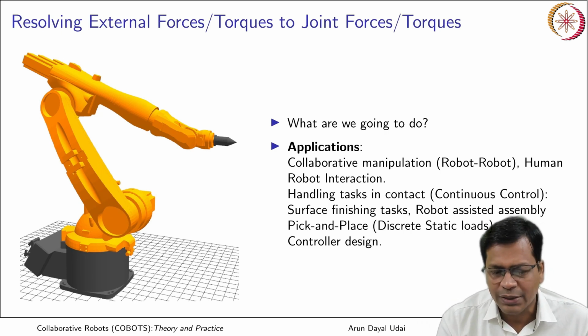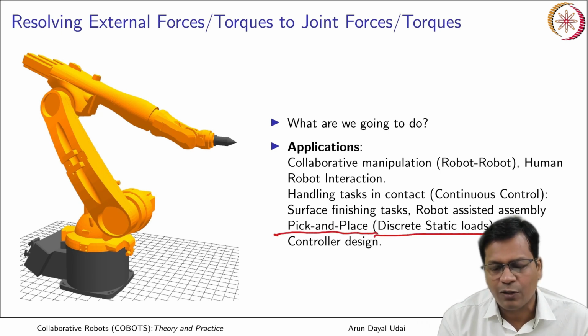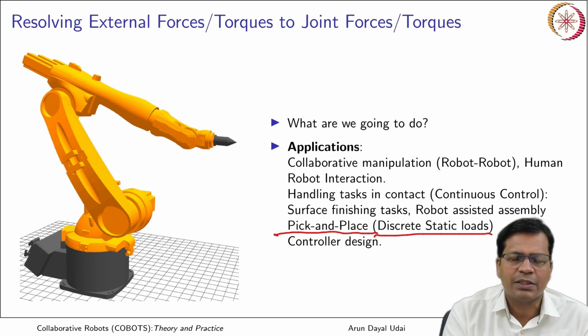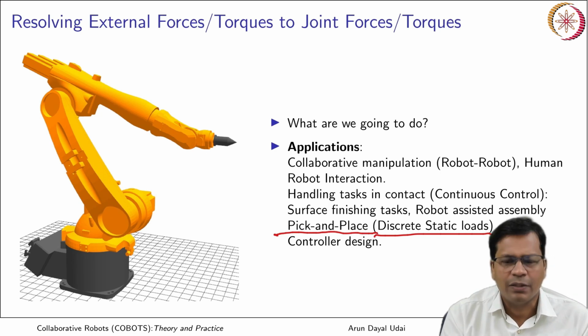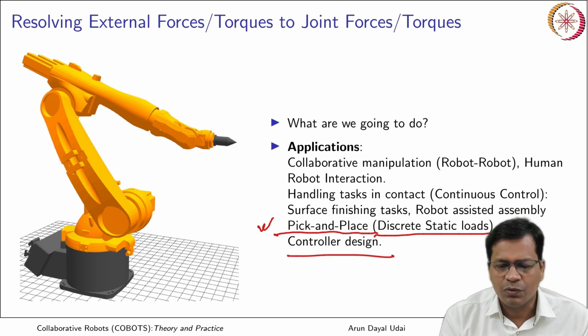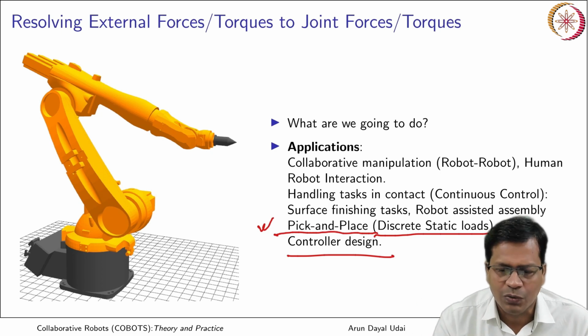Robot-assisted assembly, pick and place, discrete static loads you have to handle. I am picking up and placing, let's say, 5 kg. Tomorrow I want a 10 kg load to be handled. So that load will be different, and that can also be taken care of. Controller design, this is very important. We will discuss this in much more detail when we discuss controls.